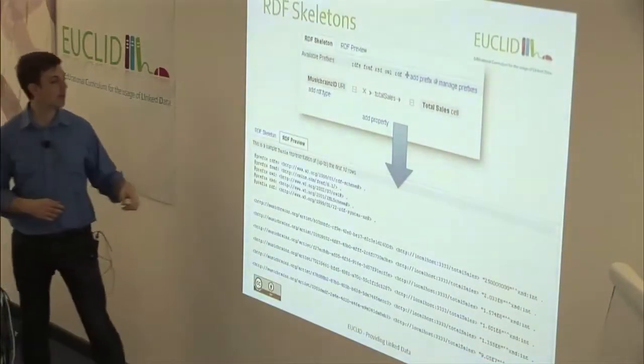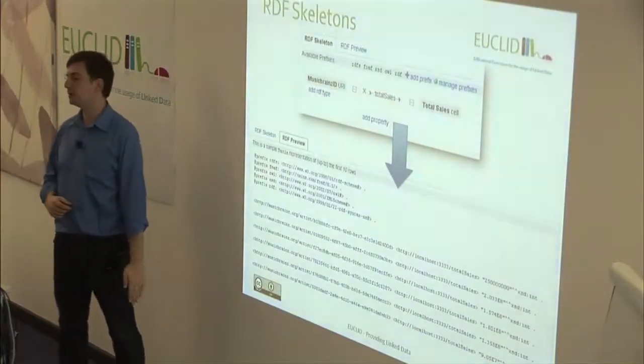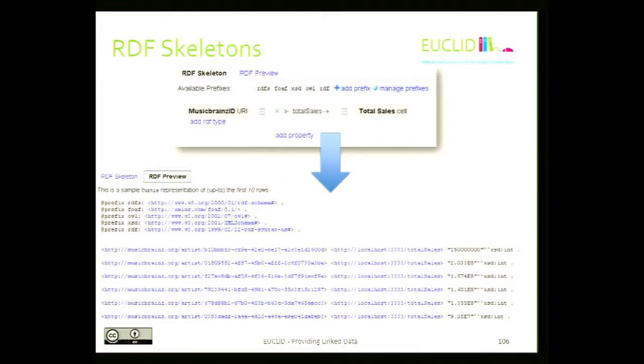When we've done that, we can look down at the preview and see we get a lot of triples which are exactly of the form that we want. The Beatles total sales are this many as an integer.